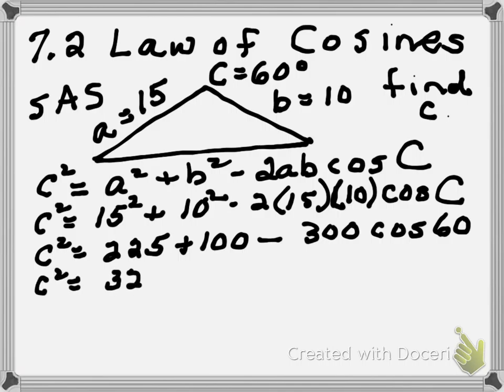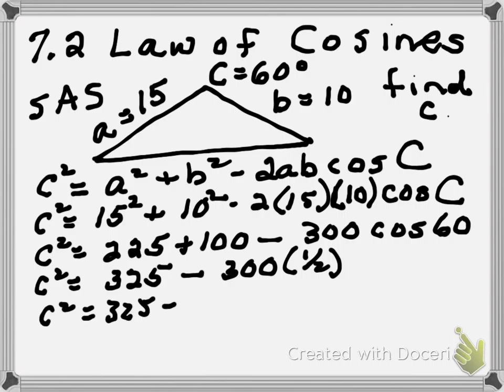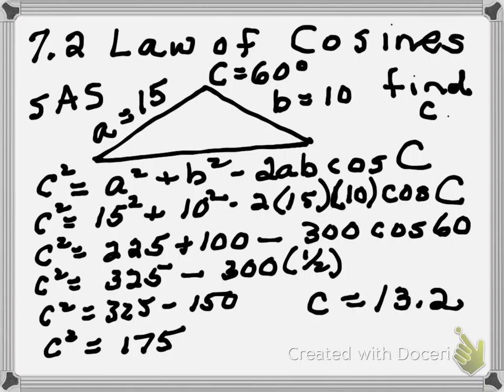So I have 325 minus 300, and the cosine of 60 is 1/2. Now here, you do not subtract 325 minus 300. You want to take half of 300 and then subtract. So you have C squared equals 175. Without a calculator, you would just say C equals the square root of 175. But with a calculator, you can get C to the nearest tenth.